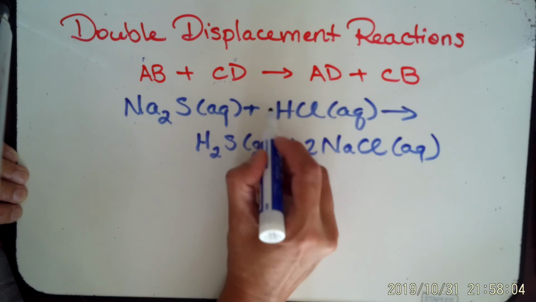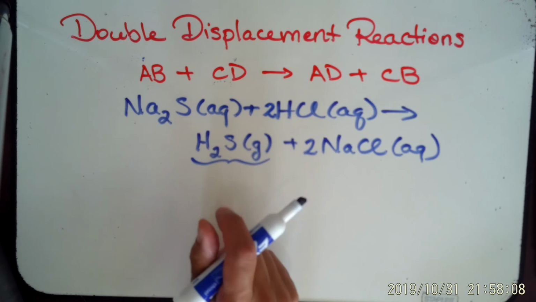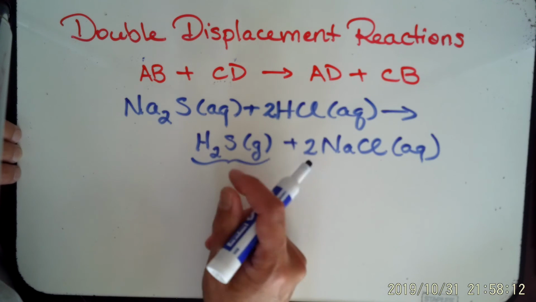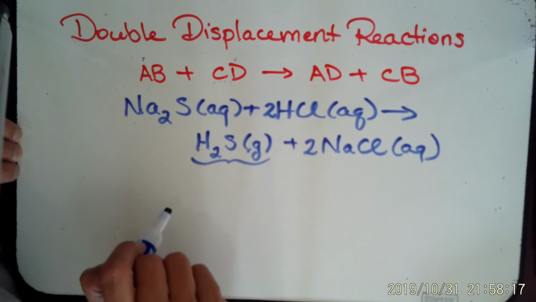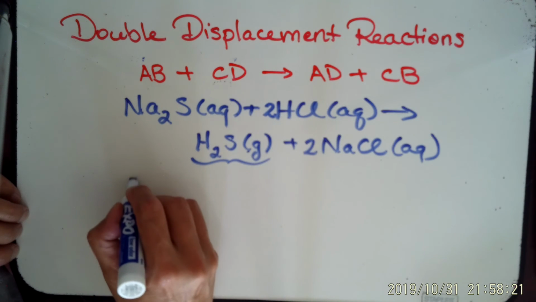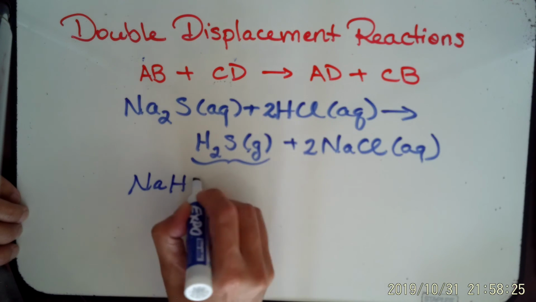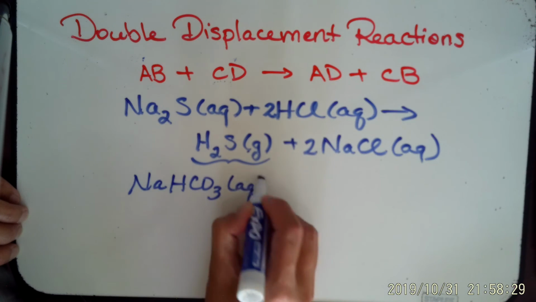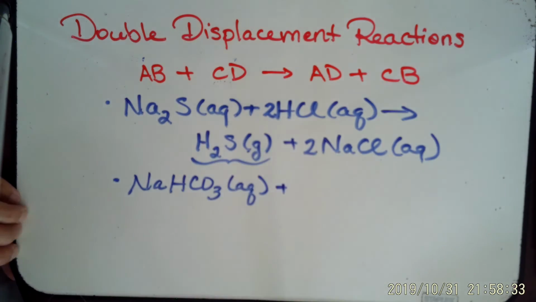So let's balance it out. So be aware that this is the smell. Hydrogen sulfide has the smell of rotten eggs. When you form it, you're going to say gas. Okay? What happens if I used, let's say, a carbonate? So let's do, in this case, sodium bicarbonate plus HCl.